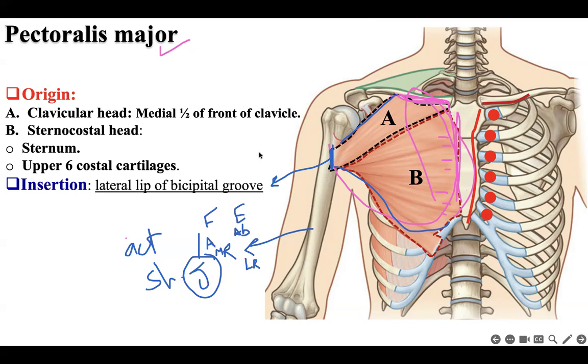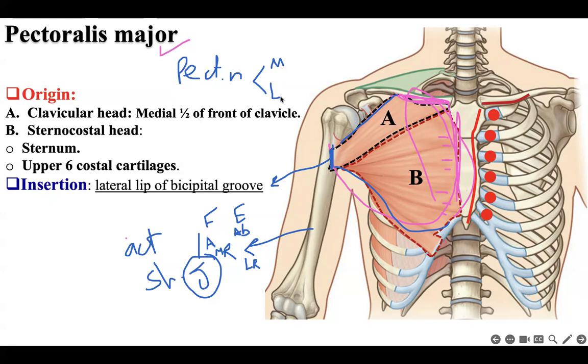Okay, what is the nerve supply of this muscle? The same name as the muscle, pectoral nerve. This muscle has a double nerve supply. One is the medial pectoral nerve, and one is the lateral pectoral nerve. Now, what is the action of this muscle?